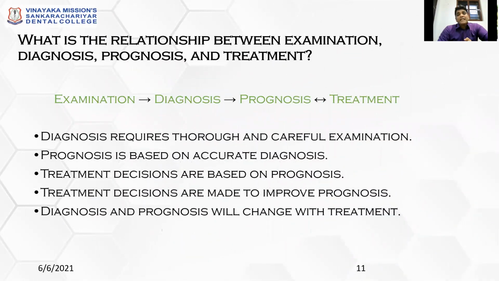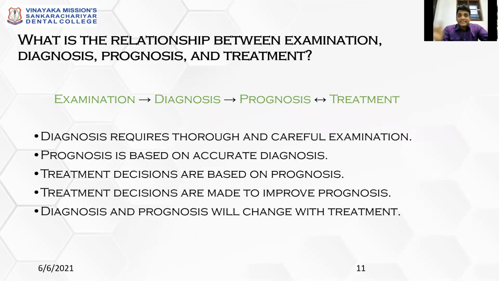And finally, as I said, what is the relationship? Examination, that is clinical examination and investigation, is depicting the past disease activity. Diagnosis will tell you the exact current disease activity. Prognosis can predict the future course of the disease. Accordingly, you tailor-make a treatment plan for a patient.